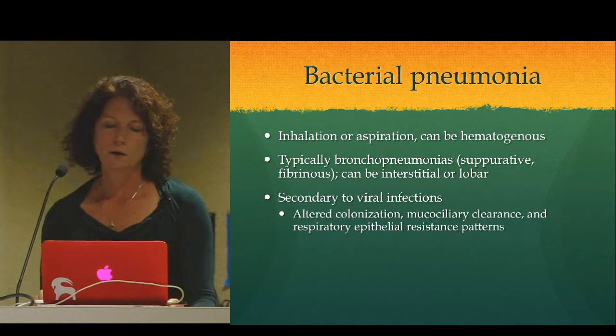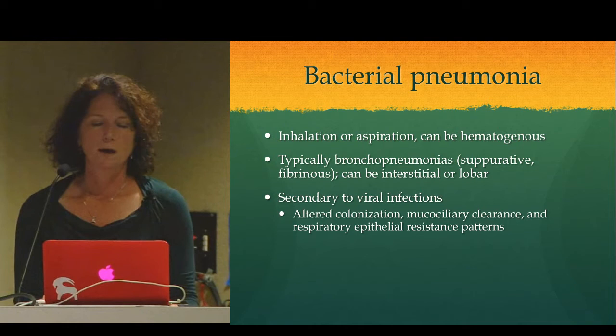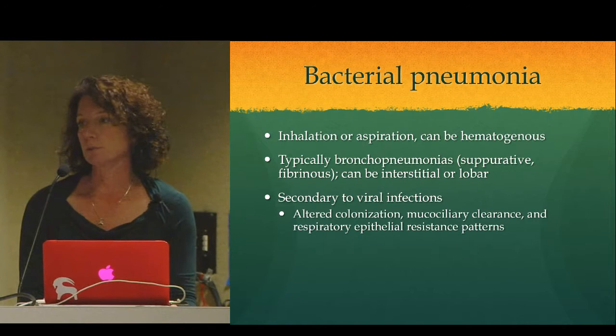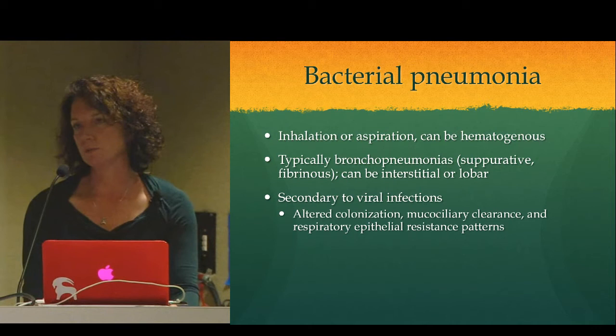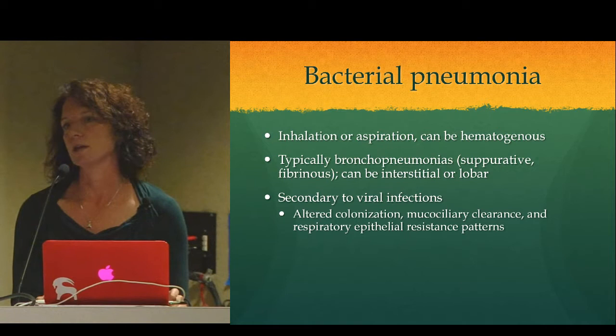Primarily what we're looking at is bacterial pneumonia secondary to viral infections. And to take you back to block four, if you're a Cornell graduate, what you're really looking at is a virus that has now weakened the mucociliary clearance, predisposed that animal to the bacteria being able to track down and get into those lower airways. And so the viruses themselves, they alter colonization of the bacteria. All those little cilia that normally push everything up and keep it out of the lungs are compromised by the viral agents. And then the respiratory epithelium resistance patterns are lowered and the bacteria can invade.